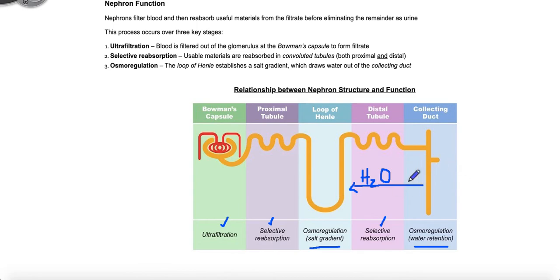If you need to retain more water because you live in a dry desert environment, then it makes sense that the loop of Henle is going to be really long, because you're going to need to absorb more water from the collecting duct. If you live in areas where you don't need that much water because you have plenty of water around you, then the loop of Henle is going to be smaller. We're going to look at that in videos coming up.